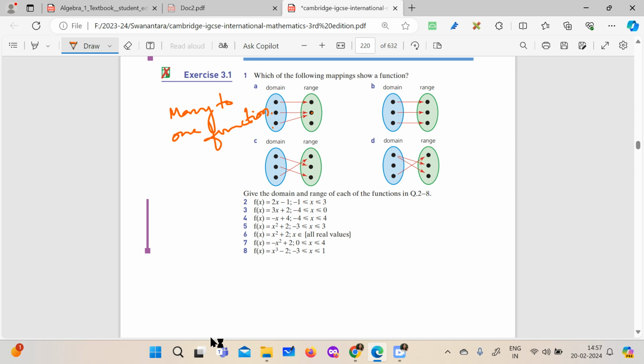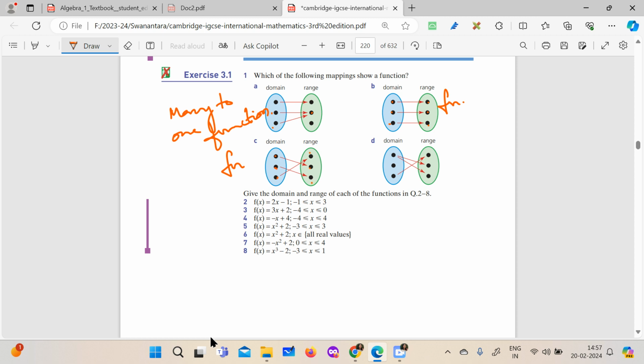What about this one? B. It is a function, and the reason is that each domain element maps with one range element. Okay, so this is a function as well. What about this one? C is also a function, because here also, see, each domain element maps with one range element. Got it? Yes.